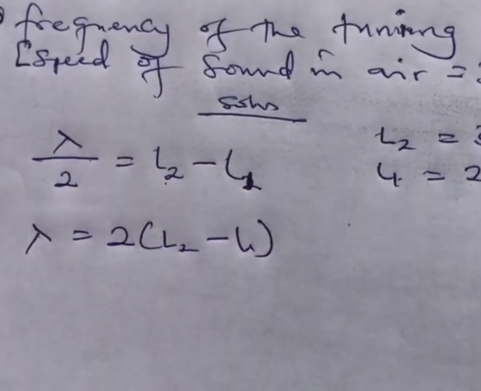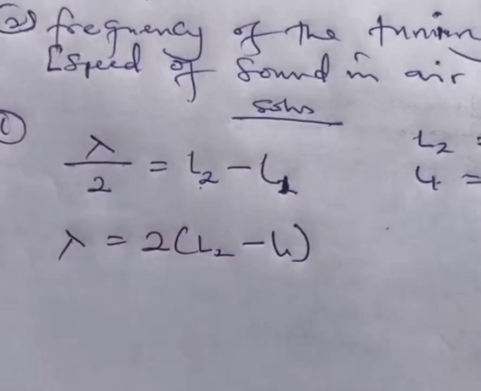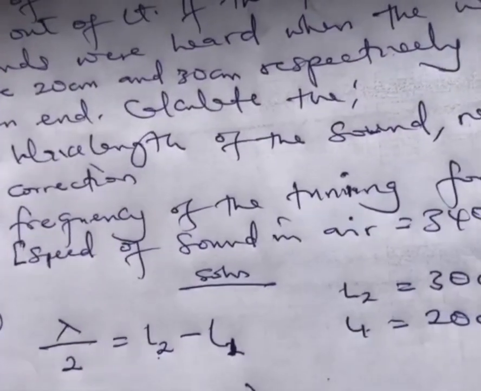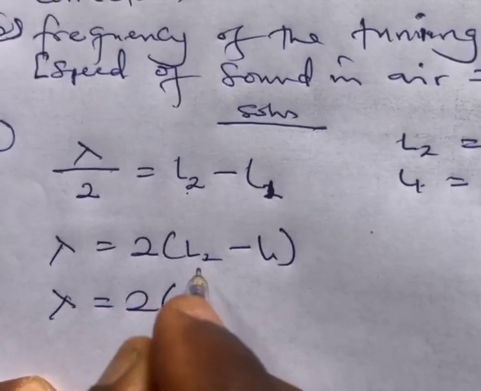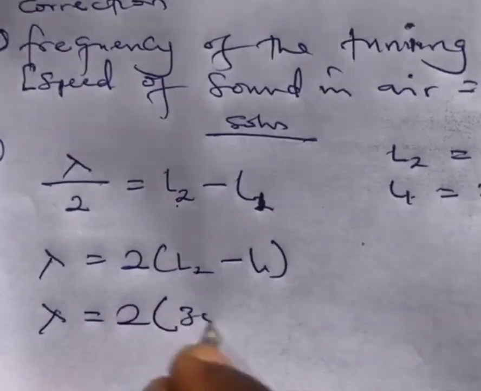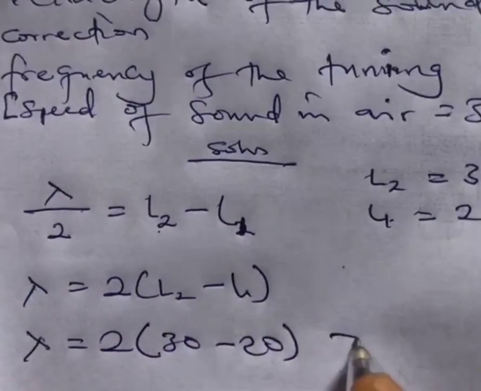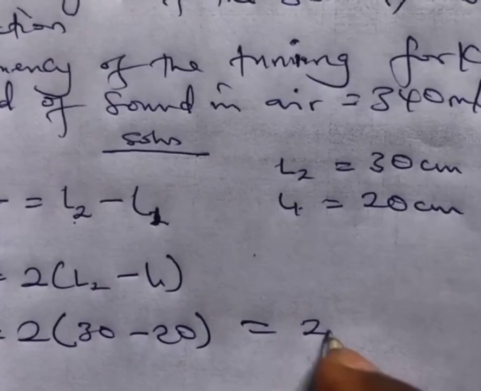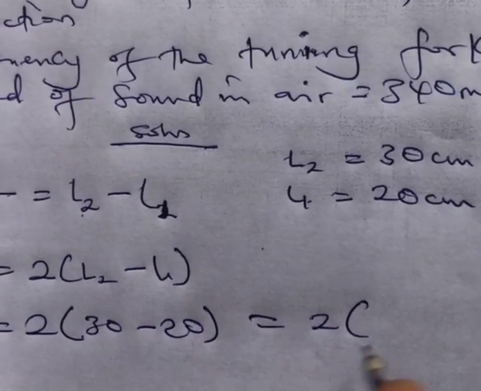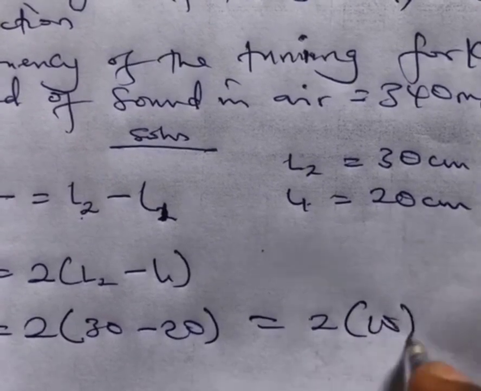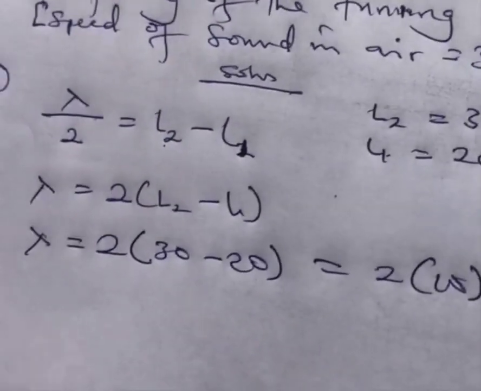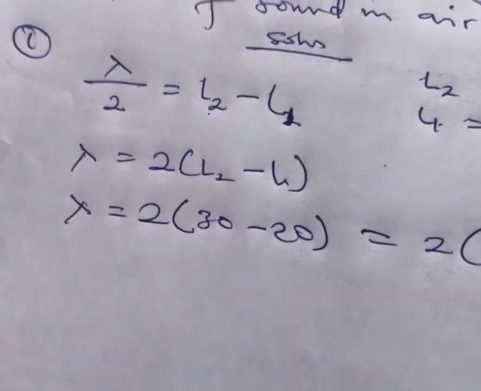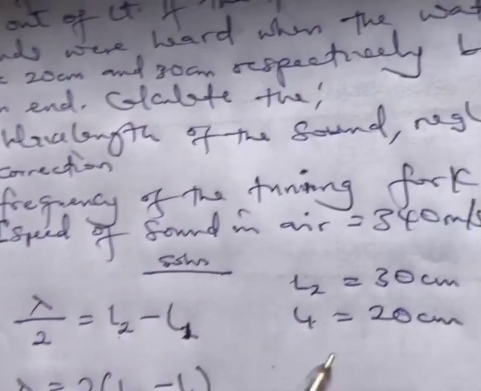Do you get it now? Now, you were asked to calculate the wavelength. This is the formula you will use. To calculate the wavelength, lambda will be 2, open bracket, L2 minus L1. L2 is 30, minus 20. So, lambda equals 2 times (30 minus 20), which gives 2 times 10. So, that will give you 20 centimeter.